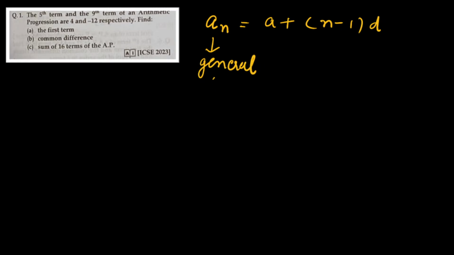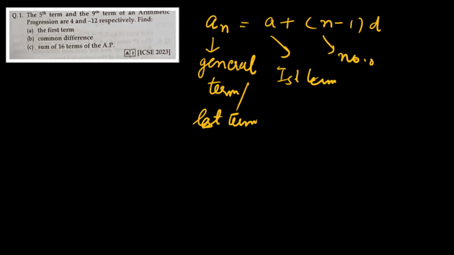So the formulas which we have to use is first formula is an formula. an is equals to a plus n minus 1 into d. Here an is the general term. General in the sense it can be last term also. a is the first term. n is number of terms. And d is common difference. Common difference which is same for all the terms in case of AP.